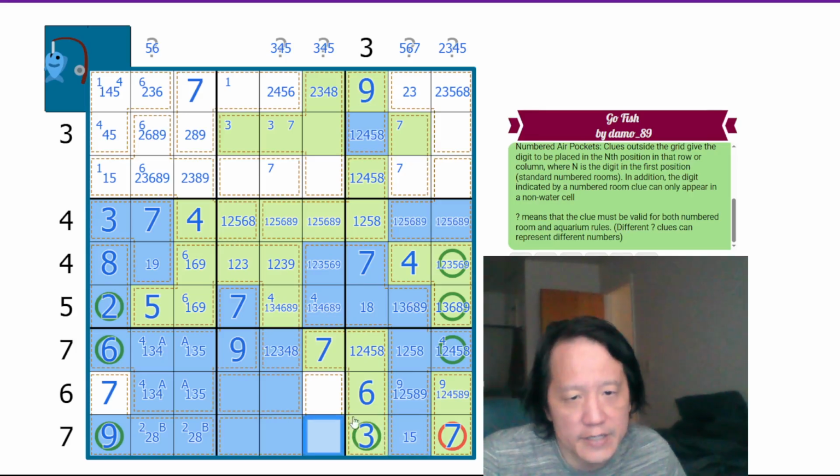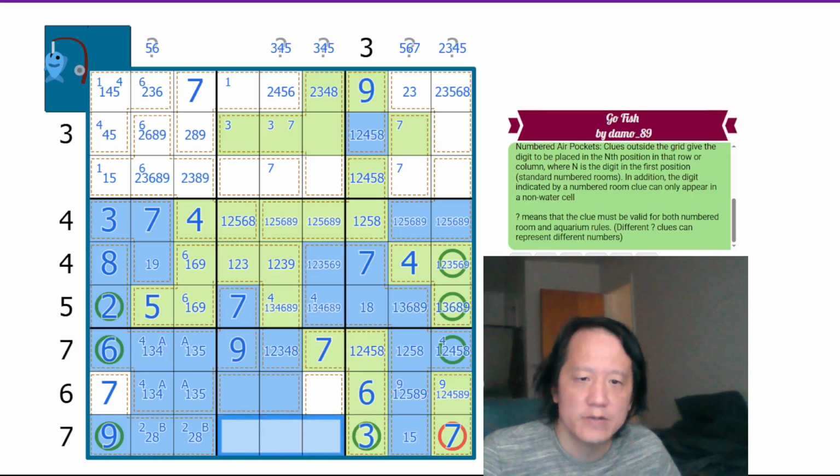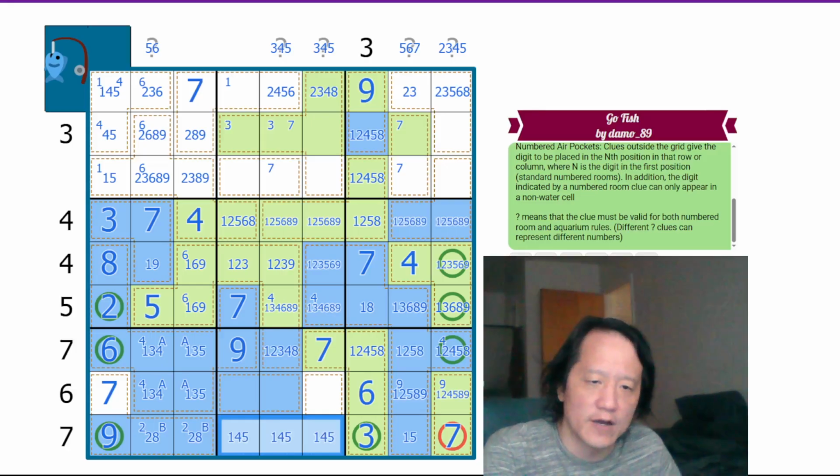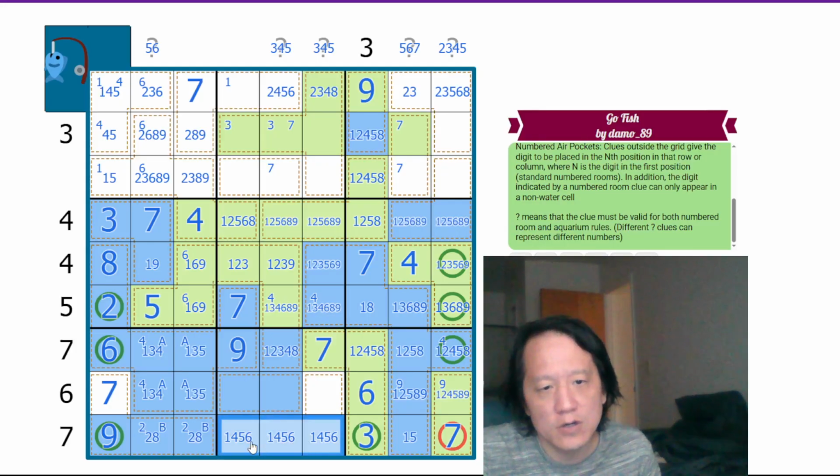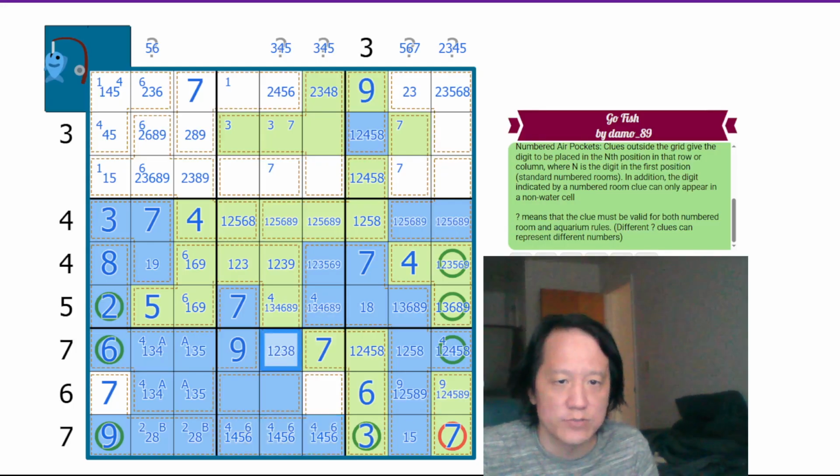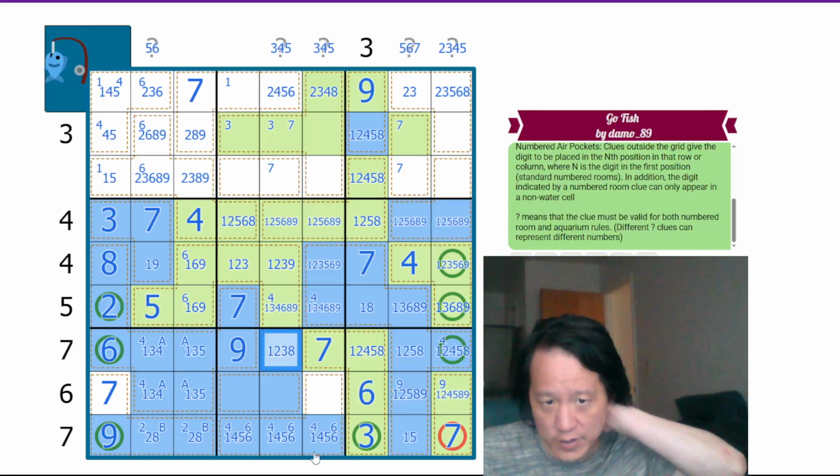So remaining digits of row 9, we have 1, 4, 5, and 6 available. But 4 has to be one of these 3 digits, and so does 6. That eliminates 4 and 6 in the rest of the box, so no 4 there.